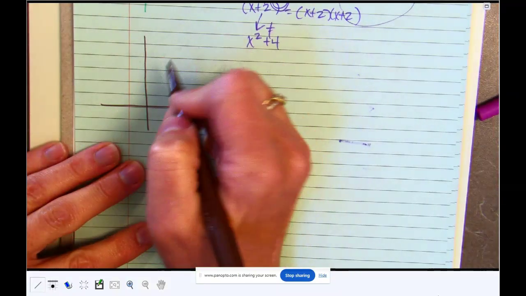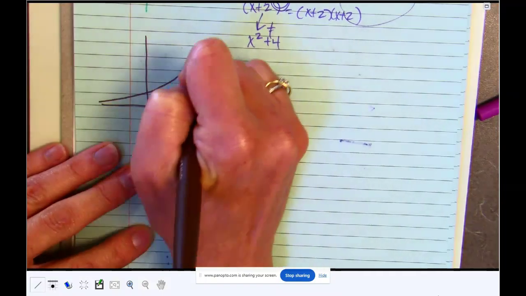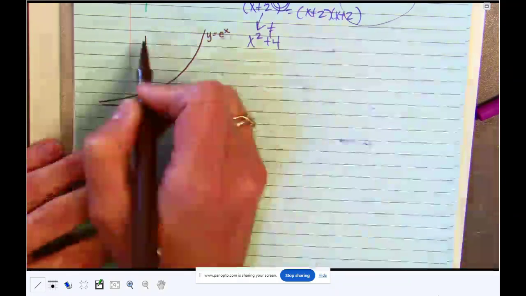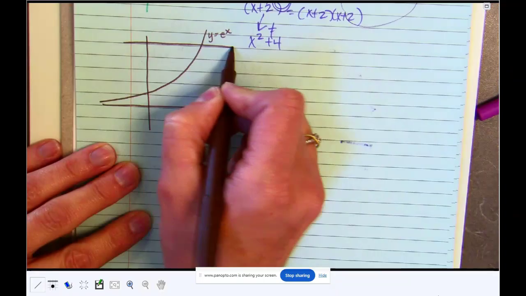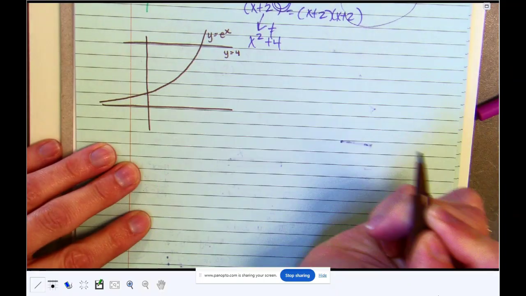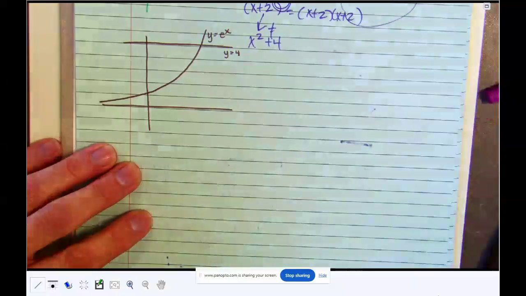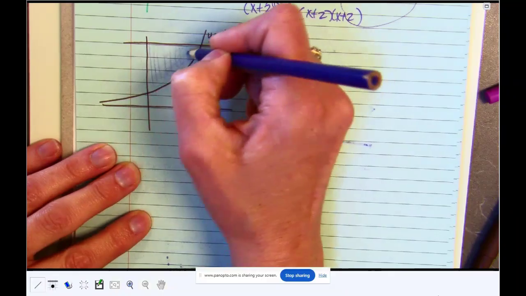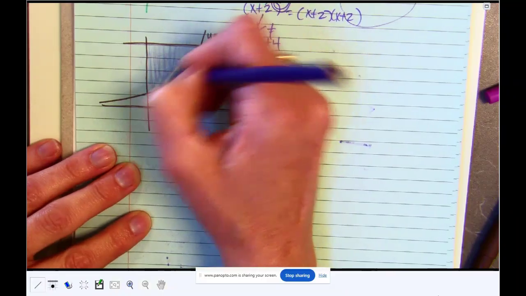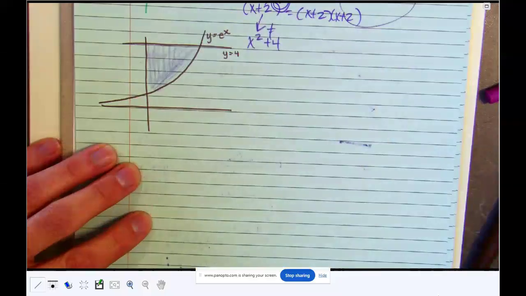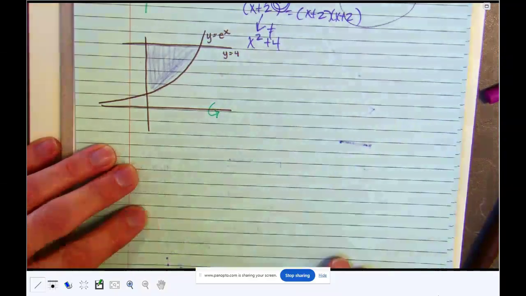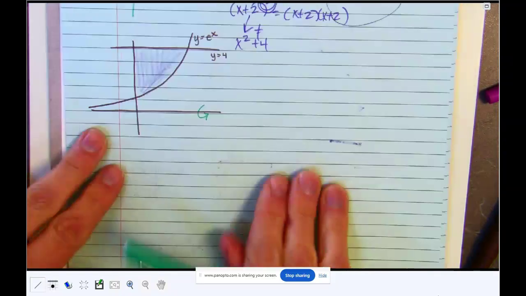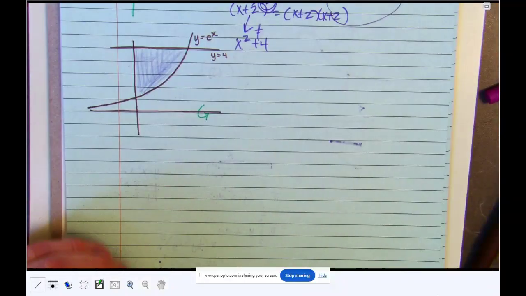So let's go back to our friend e to the x, and let's do y equals 4. And I would like you to rotate this first quadrant area around the x-axis. Whoop, sorry, there you go.